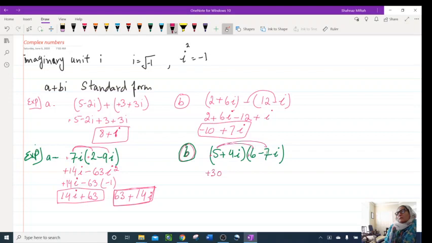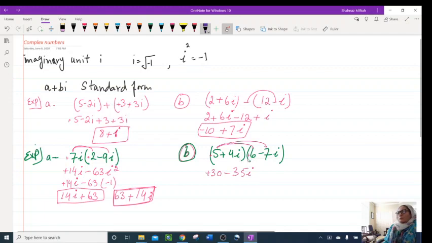5 multiplying with 7i. Make sure signs go first. Positive times negative gives me negative. 5 times 7 gives me 35i. Next, let's pay attention here, and I'm going to use a different color.